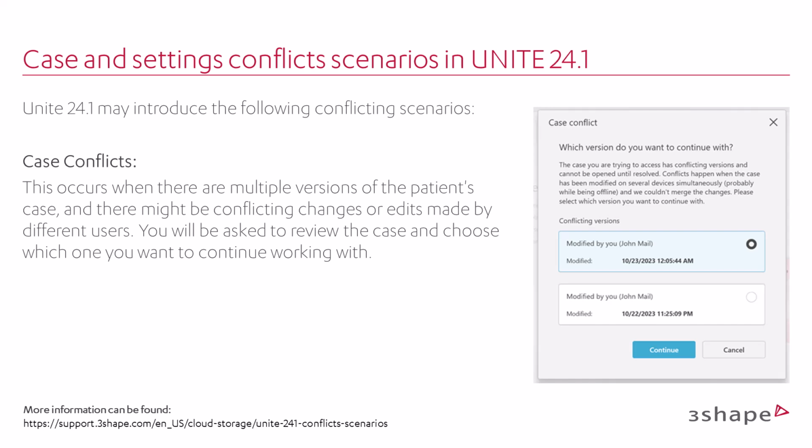In Unite 24.1, users may encounter conflicting scenarios such as case conflicts. These arise when there are multiple versions of a patient's case and conflicting changes or edits have been made by different users. Users will be prompted to review the case and choose which version they want to continue working with.